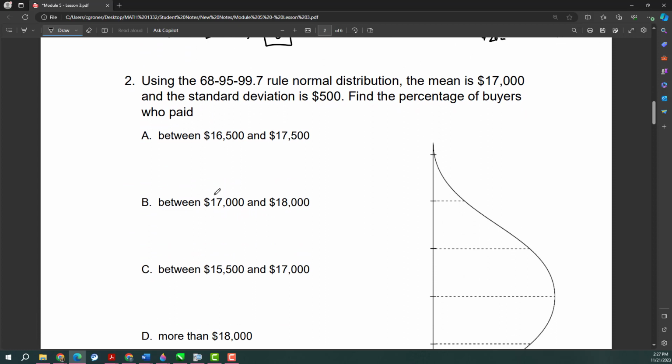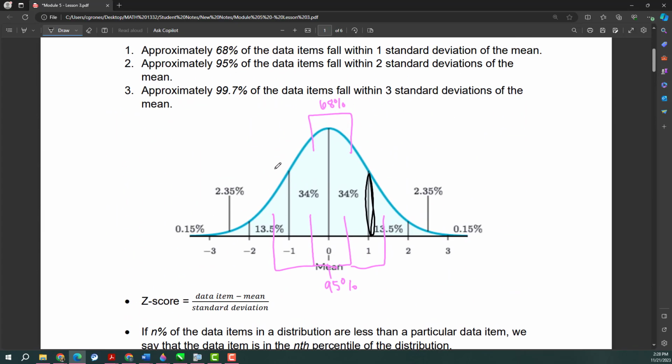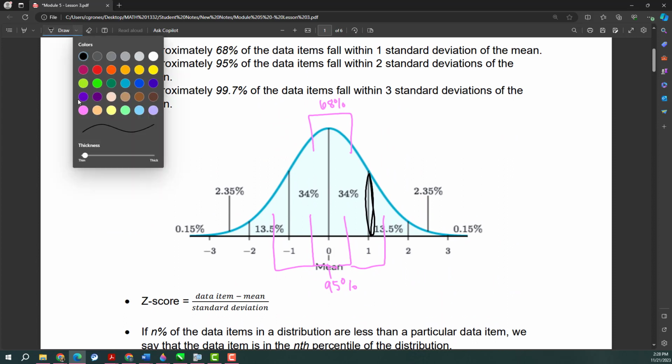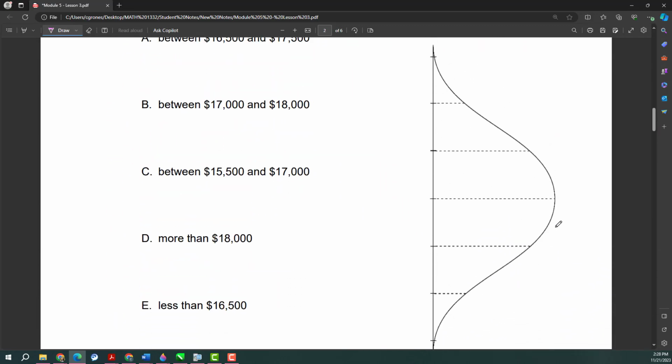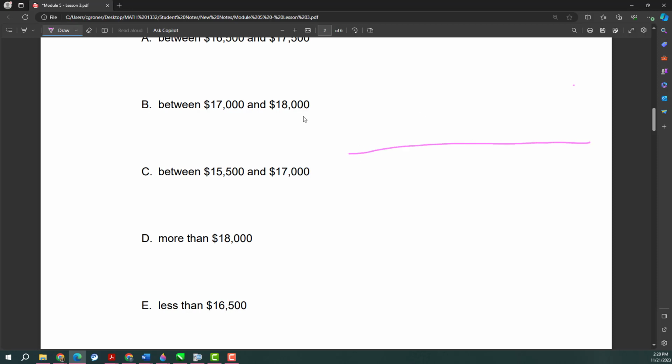On number 2, it says using the 68, 95, and 99.7 rule, we are going to find the percentage of buyers who paid. Okay, so what this rule is just basically these percentages. We're going to keep these same percentages that we've been working with. So like I said earlier, these percentages never change. So it's easy for you to just turn your page, but for me, I'm actually going to redo this.